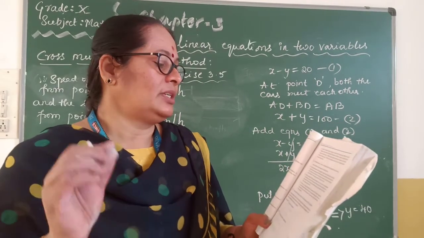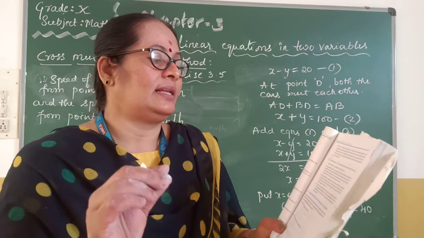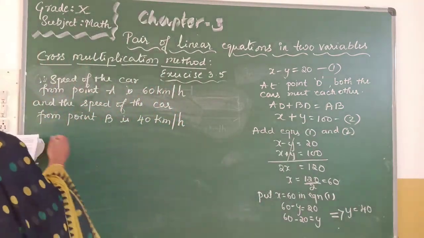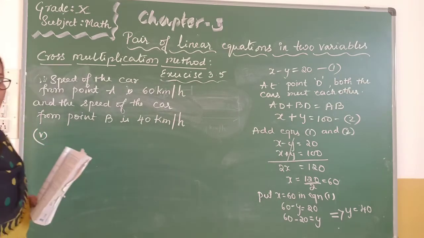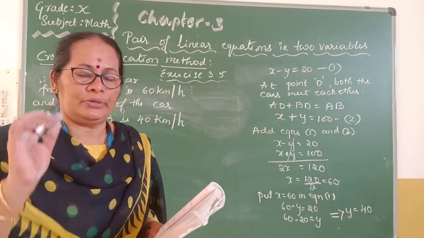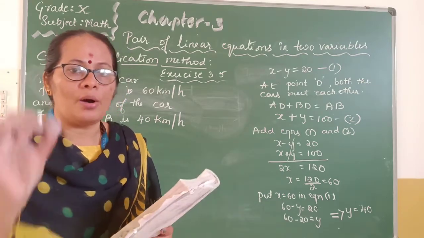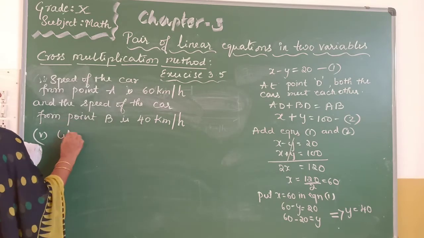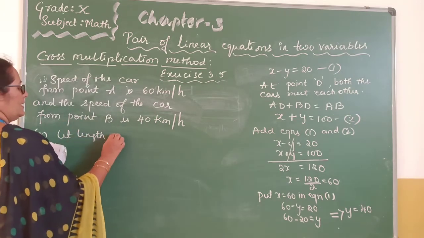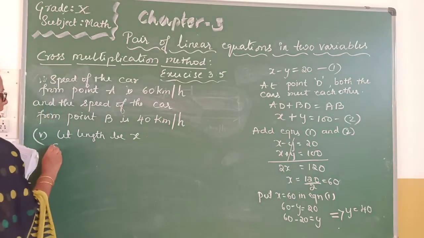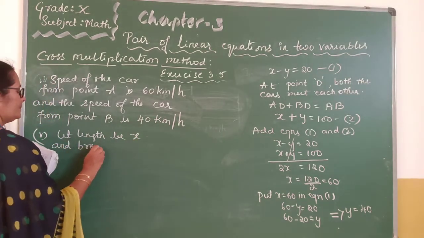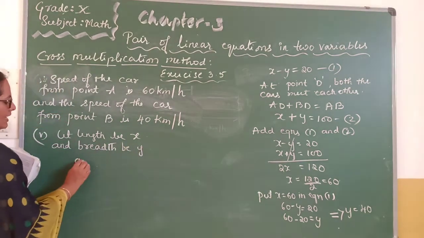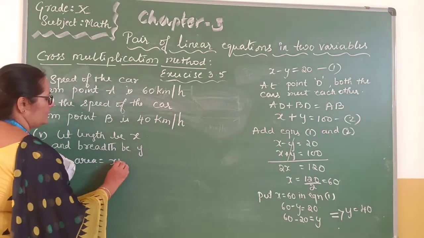If the length is reduced by 5 units, breadth is increased by 3 units. So this is the fifth sum. I am not going to solve it on the board. You have to do it on your own. I will just explain how to solve this. Let length be x and breadth be y. Then area equals x into y.